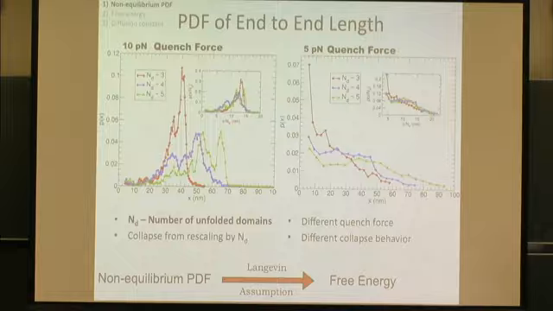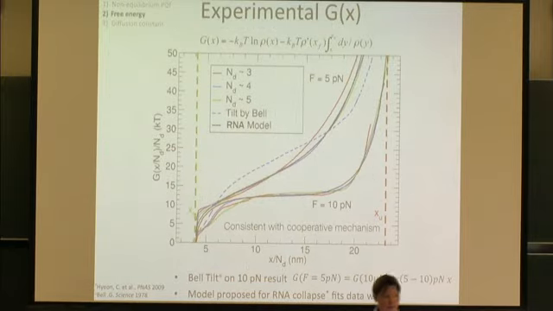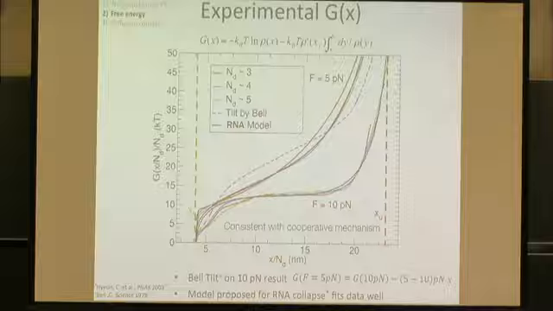Okay? So we were able at least to construct these non-equilibrium PDFs experimentally and then ask what the corresponding free energy looks like. And the order in which you concatenate the data doesn't matter, is that right? No, it doesn't, because it's just a histogram.